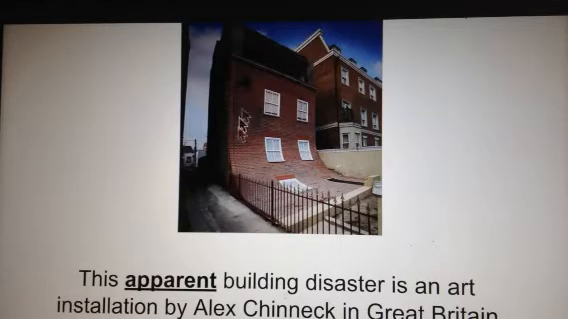So here, well, it's kind of funny if you take a look at this. This is actually a real building you can visit in Great Britain. People get shocked, they're walking by, they look over and they see this building that looks like the front of it has slid down off its front. And we're like, oh my gosh. But it's a fake, it's just a pretend. So that's why it's not really a disaster, it's an apparent building disaster. Okay? Because really it's an art installation. Alex Chinnick made this building look that way as part of an art project.